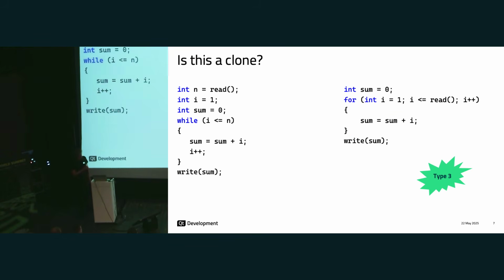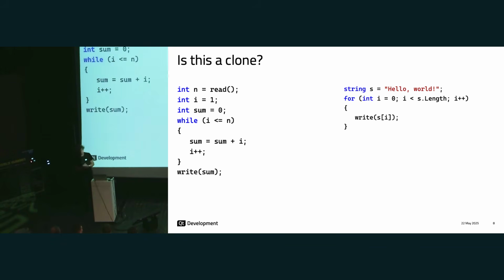Now, let me present you a different example here. This time I did not introduce any additional calculation. I only applied some very minor refactorings. I inlined the assignment to n, and I turned the while loop into a for loop. Will you consider that a clone? Yeah, probably, because the argument can be made that we apply a certain set of transformations in order to transform the left-hand side into the right-hand side, right? If this is the accepted definition, then this would also be a type 3 clone.